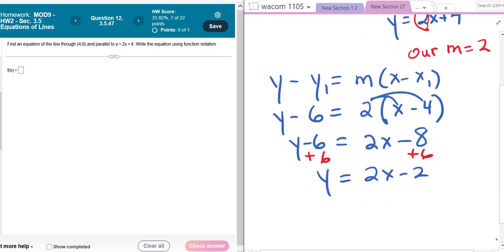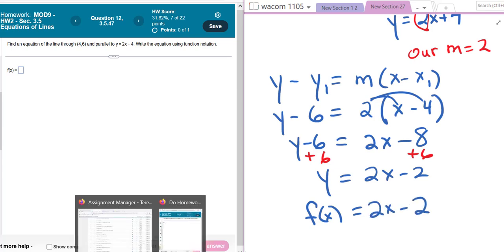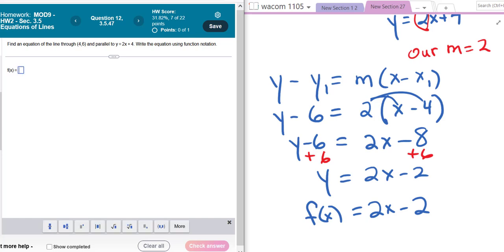Now, don't forget they said go to function notation. You just replace the y with f of x. F of x equals 2x minus 2. And they wrote f of x down for you. So we only have to put in the other side. You have to watch always what they have put down to begin with. So if they put nothing, then you would have everything in the box.